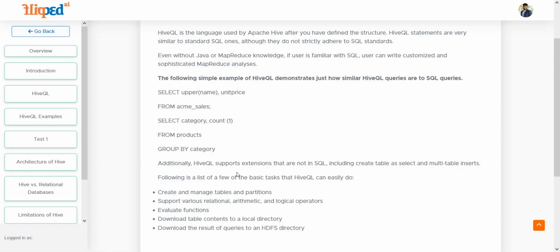In a more structured way. Additionally, HiveQL supports extensions that are not in SQL. Hive supports the SQL extensions, but we also have some other extensions in Hive which are not in SQL. So Hive is a big brother of SQL because it supports some really cool advanced functionality which can make our life easier, including create table as select and multi-table insert. In standard SQL, I need to insert and add all the columns and values, and if I need to add to many tables, I need to write a query for every table. But in Hive we can use the multi-table insert functionality and all the tables will be inserted with new rows.